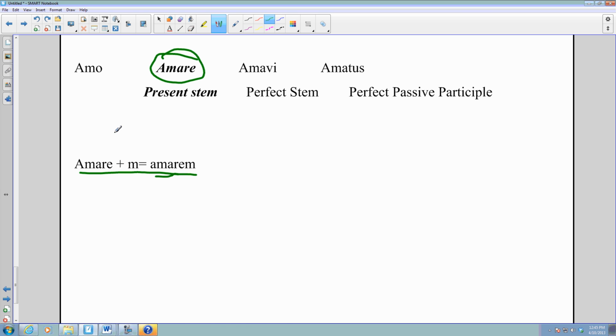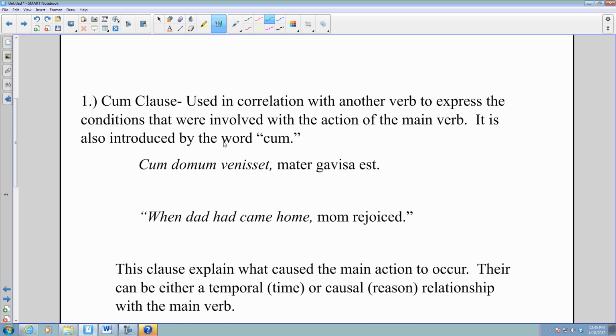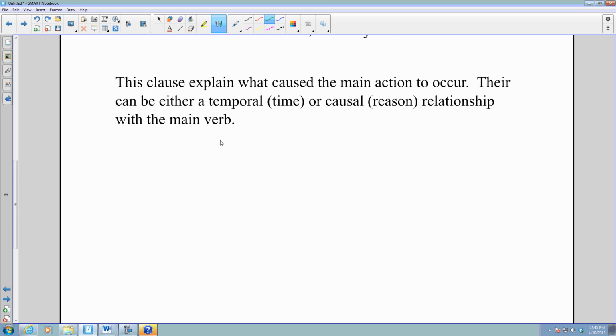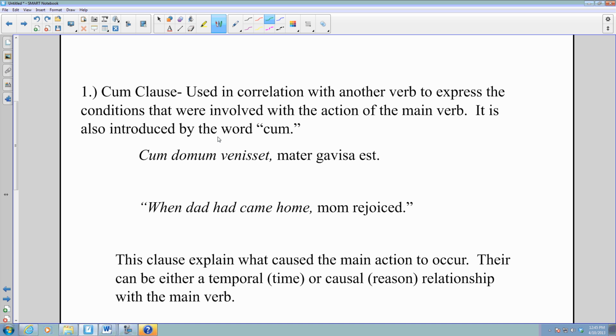Okay, let's get a little deeper here. How do we use the subjunctive? Okay, coach, I know how to form them. I don't know what it does, though. Well, as a general rule, the subjunctive is used to show some kind of doubt. We're not sure something happened. We're not sure something might happen. But there are other things that we can use, and I think that's what this chapter is focusing on. We're going to focus on the cum clause and also the indirect question. But as a general rule, the subjunctive adds doubt to a statement.